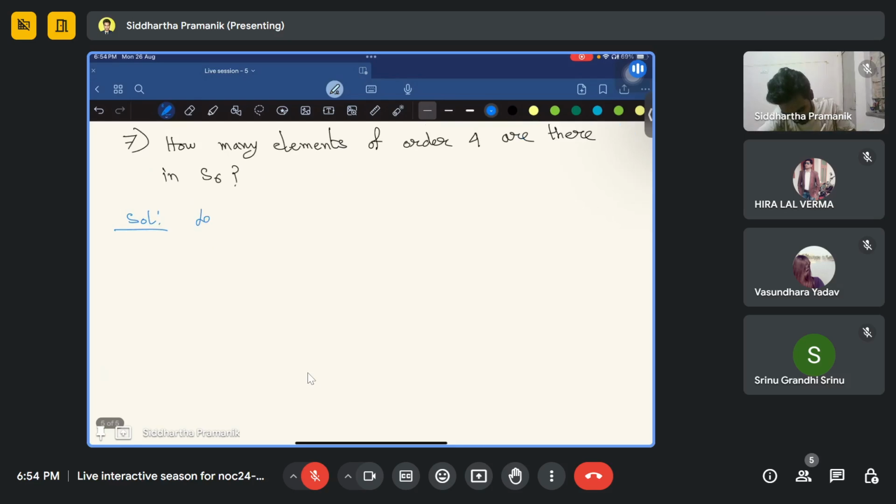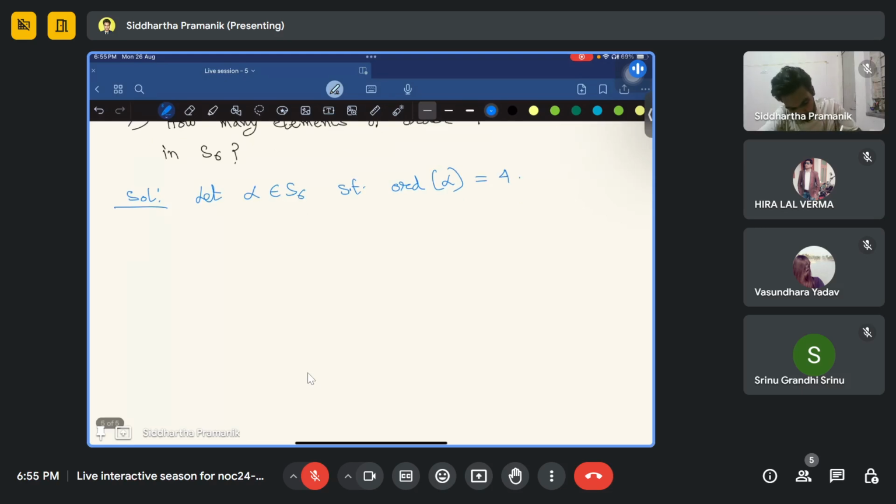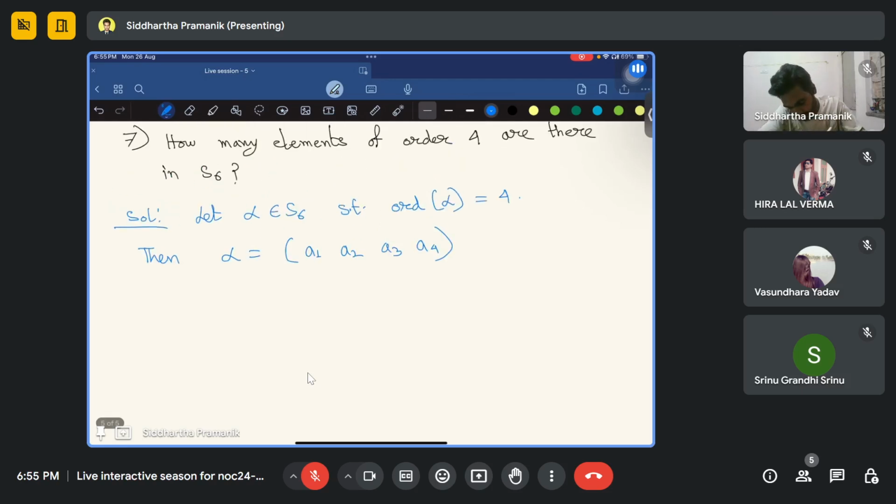So let alpha belong to S6 such that the order of alpha is 4. What is the disjoint cycle form of alpha? First of all, it can be a 4-cycle. That is okay. So alpha can be a 4-cycle (A1 A2 A3 A4). But here we are in S6.